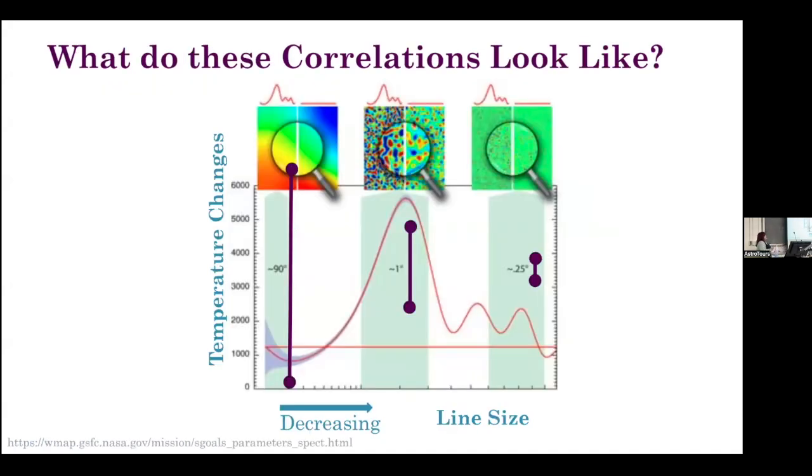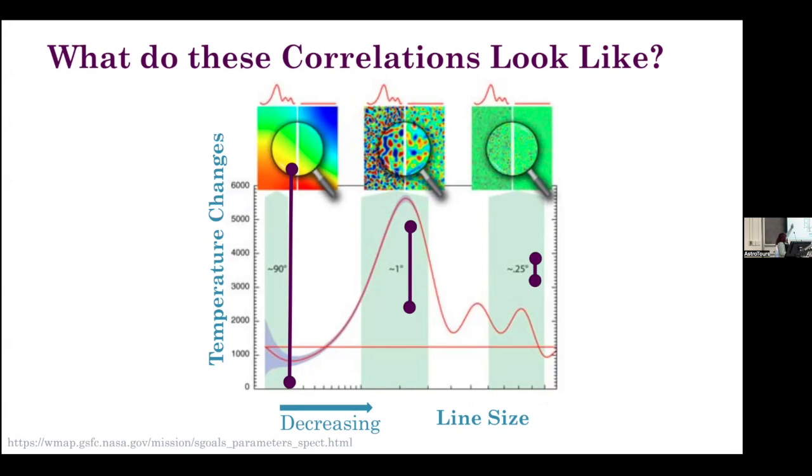There's a lot going on here, so I'm going to explain it piece by piece. So we have on our x-axis our line sizes, with the largest line sizes on the left to smaller line sizes on the right. And then you have your temperature changes on the y-axis here. This flat line corresponds to if all of the fluctuations were truly random. But this wiggly line is actually pretty close to what we measure with our data. So that's what we actually see in our universe.